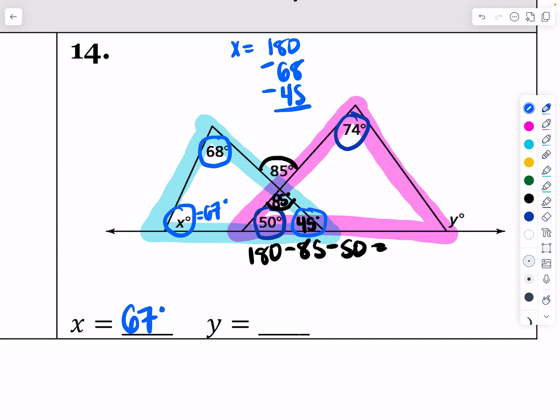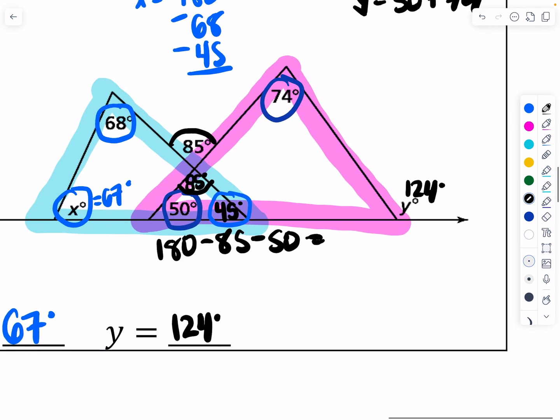If you know that rule about the remote interior angles adding up to the exterior, you can go ahead and just say y is going to be equal to 50 plus 74. Whenever you do 50 plus 74, you're going to get 124. That does look like an obtuse angle. But let's say that you didn't remember that. Let's say that you got stuck. What you could do is, again, put a little heart here.